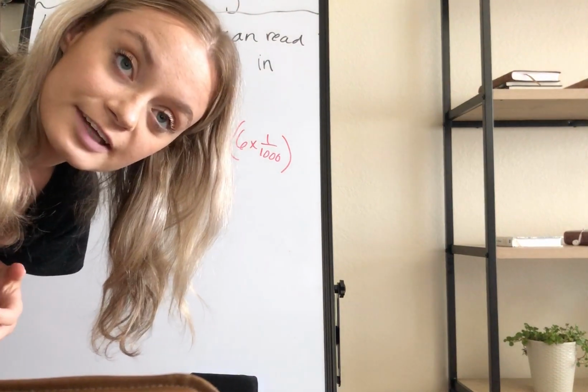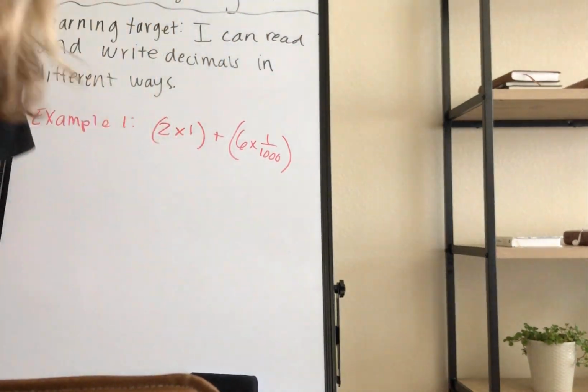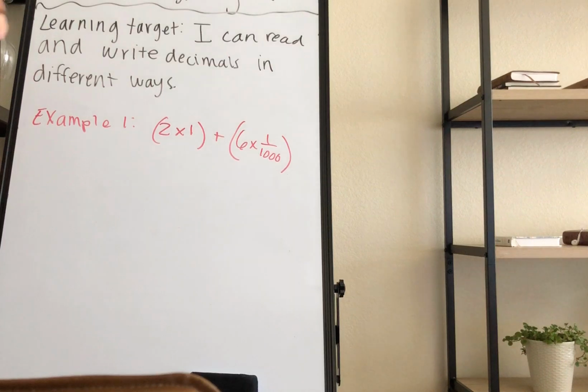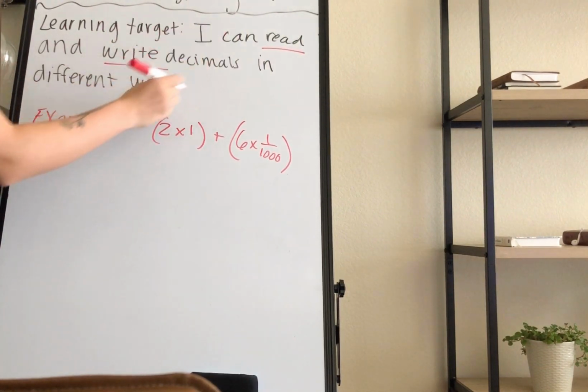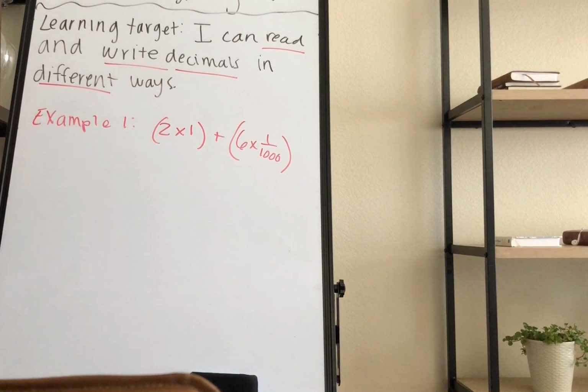Remember, I check your notes every day, so make sure you are doing that. Your date is Monday, August 24th. Your learning target is I can read and write decimals in different ways. So those different ways include standard form, word form, and expanded form. All right, copy that down.